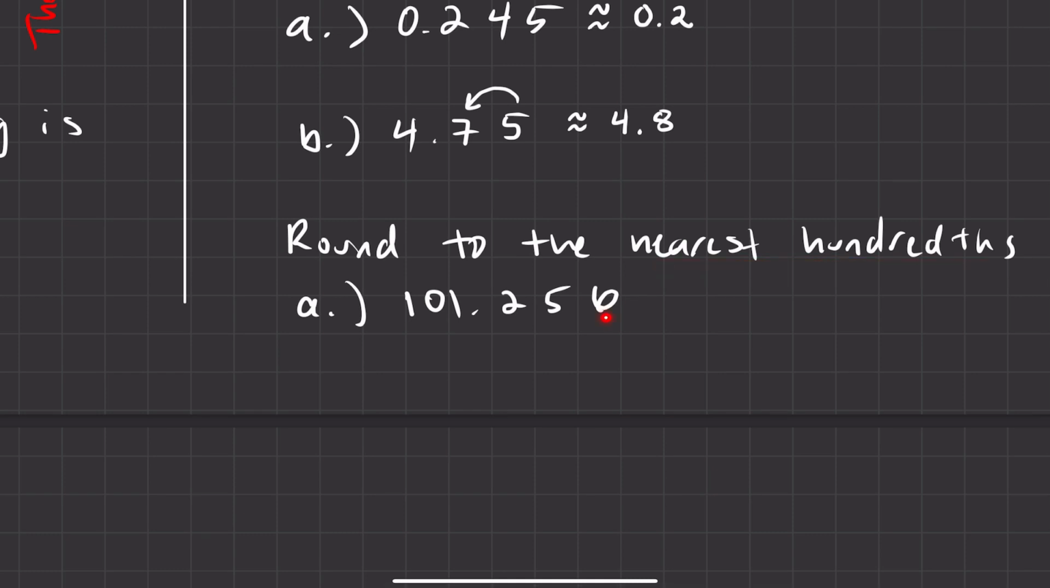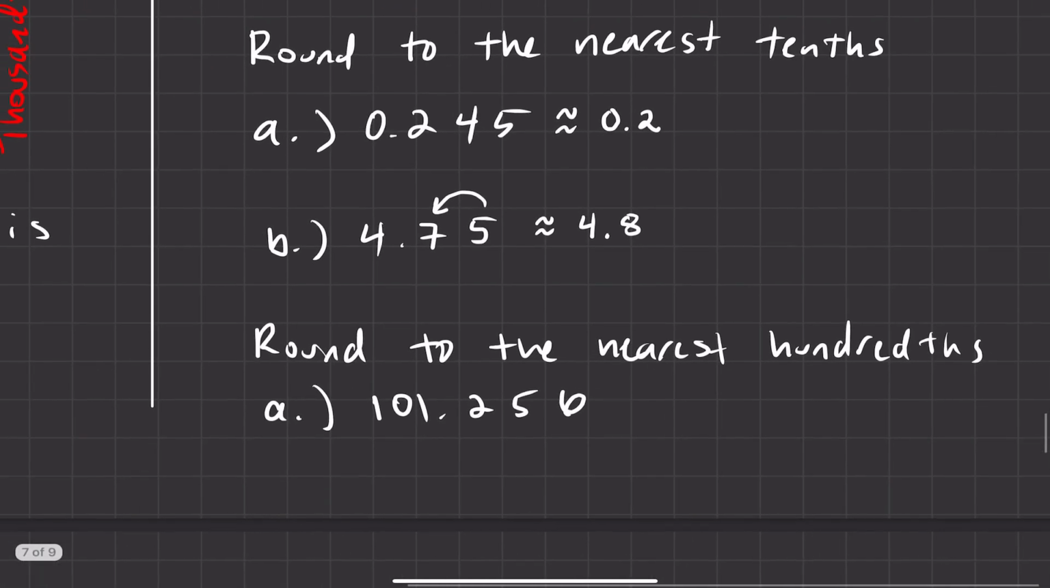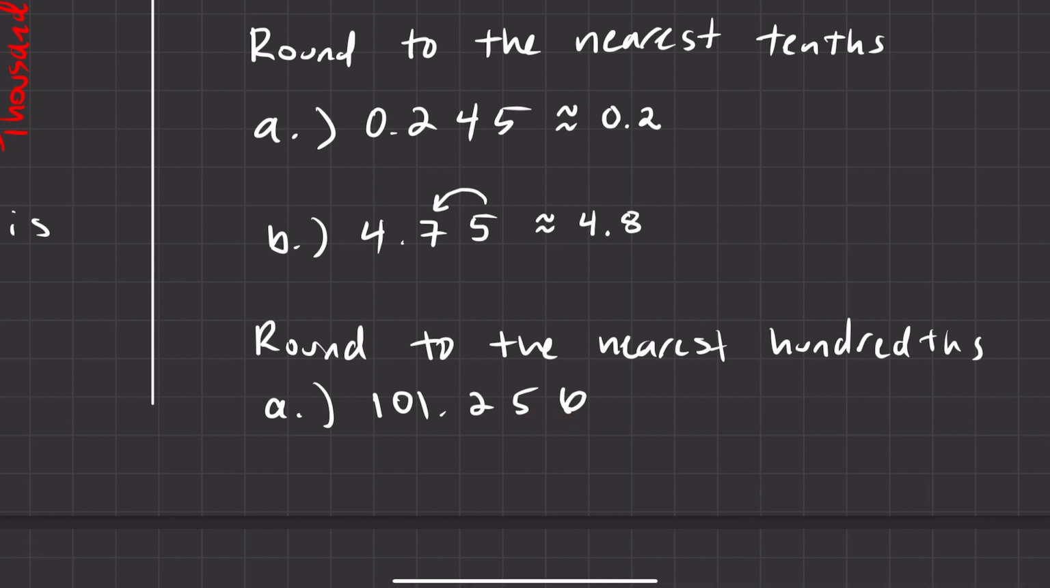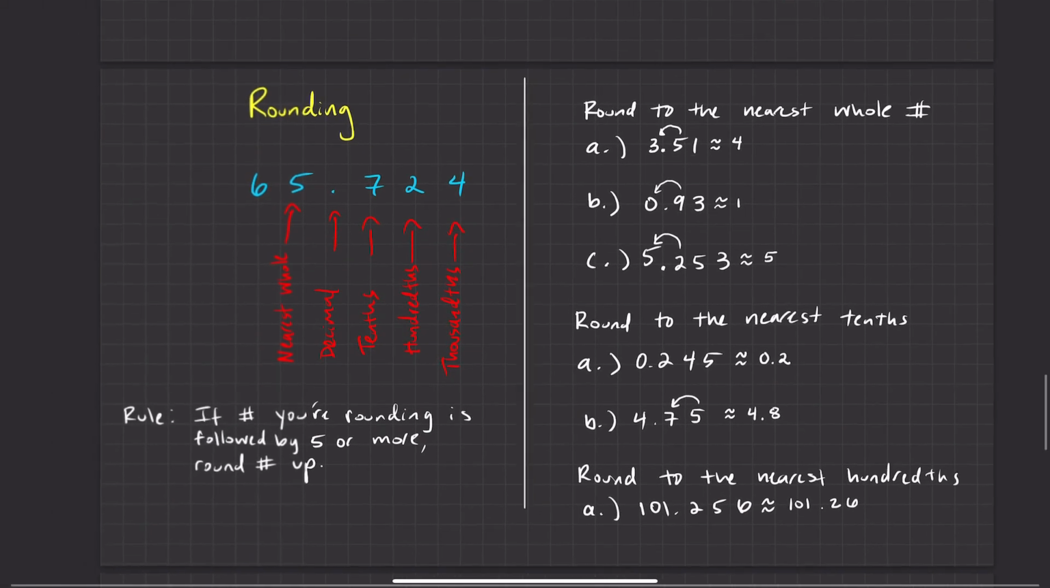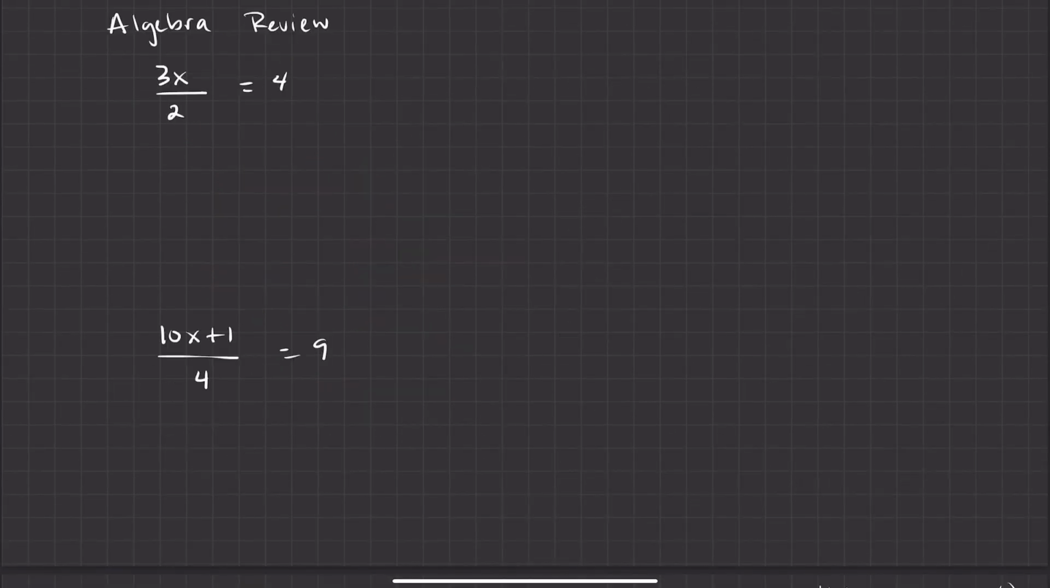So I'm taking a look at this number, right? Again, this is my hundredths place. This number is going to dictate whether or not that 5 remains the same or moves up by 1. And since 6 is indeed 5 or more, that 6 is going to change that 5 to a 6. So it's going to be approximately 101.26. And then this 6 here goes away. So that's basically rounding.